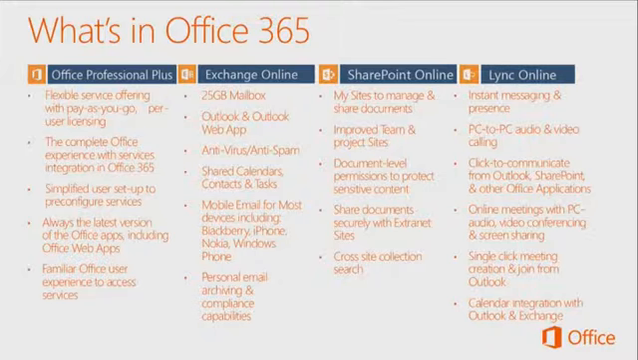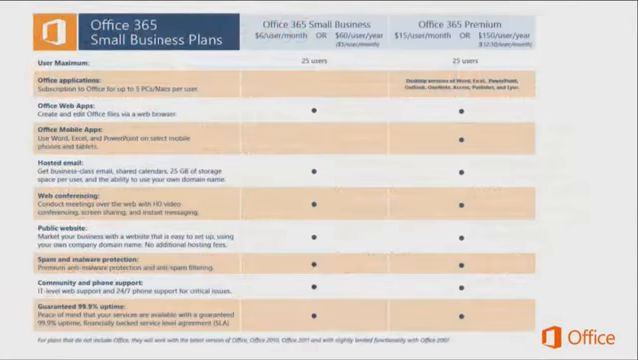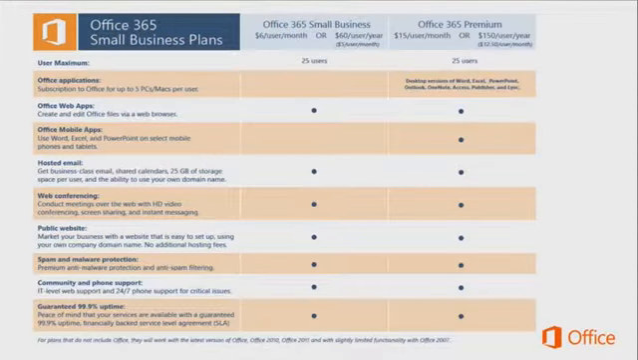Exchange Online, this is where email is done. Again, 25 gigabyte mailboxes, Outlook and Outlook Web App, antivirus, mobile email, personal email archiving and compliance. SharePoint Online, My Sites, improved Team and Project Sites, Lync Online. All of these are included in Office 365. Okay. We kind of broke this down, and this slide might be a little harder to read. It's a little smaller. This is a small business plan, so we also have new plans, and this is big this year.